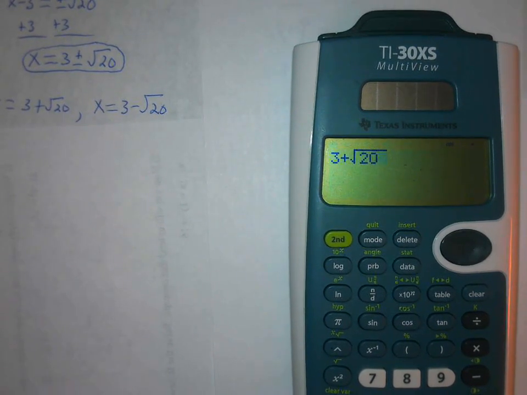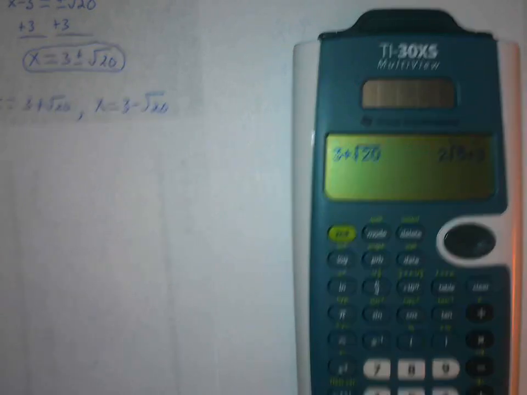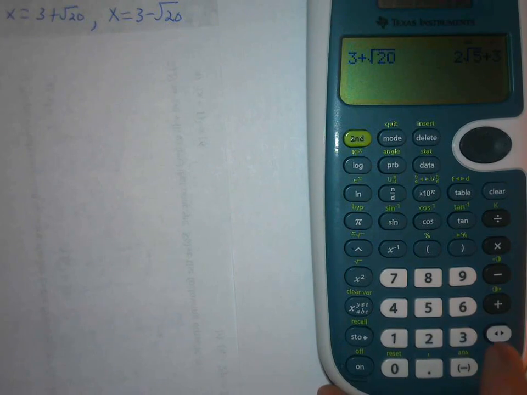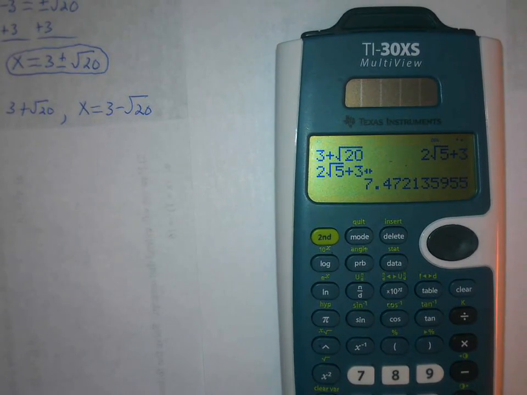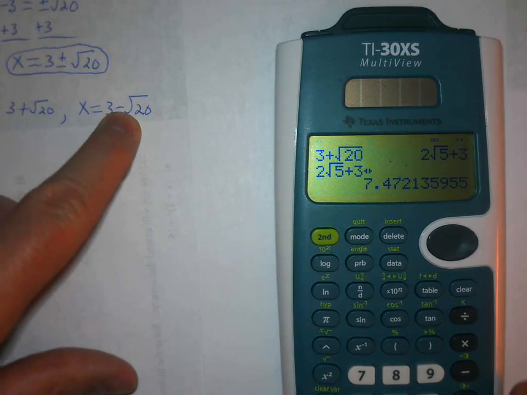So 3 plus square root of 20, well, it'll give you 2 square root of 5 plus 3. If you want to round it, use your double arrow key down here in the bottom right, and that'll give you the decimal 7.47. So 7.47 to the nearest hundredth, or 7.5 to the nearest tenth. Okay, and you can do a similar thing for the 3 minus square root of 20.